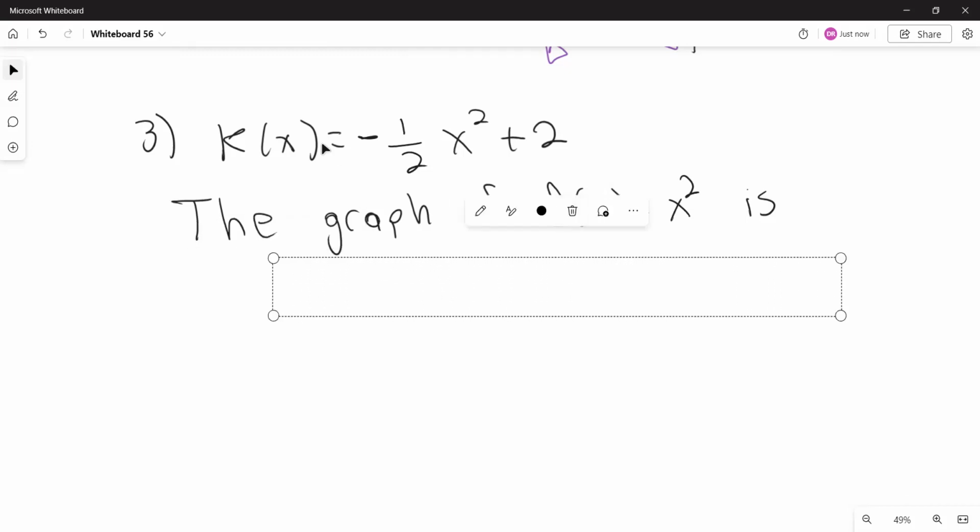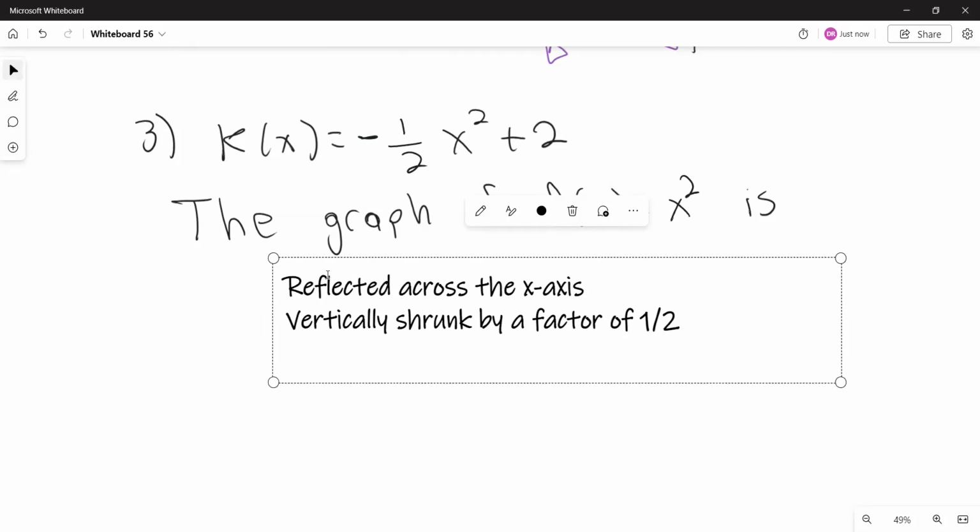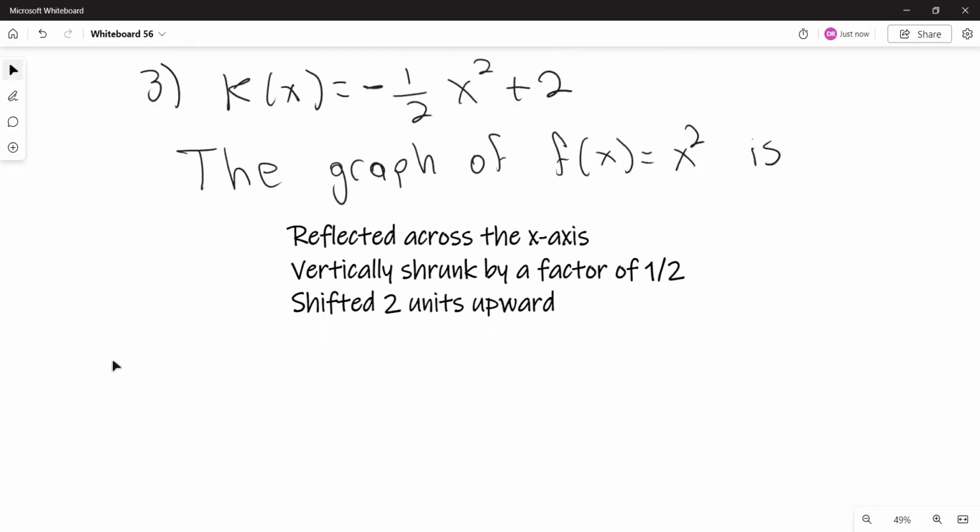Okay, we have this minus sign that involves a reflection. So the graph is reflected across the x-axis. It is vertically shrunk by a factor of 1/2. And shifted 2 units upward. That's coming from that positive 2.